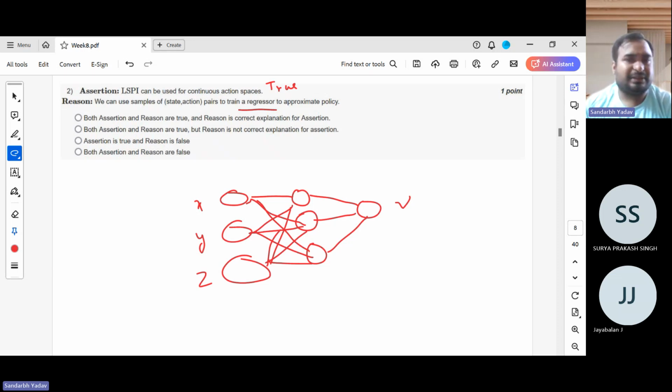So we can use a regressor because this will be our state and this will be our action. So it learns a mapping between that. We have samples of state-action pairs. We can train a regressor to approximate the policy. And this is generally known as a policy network.